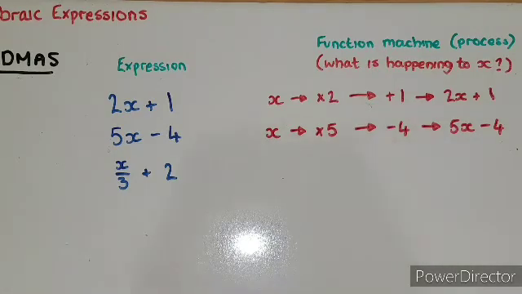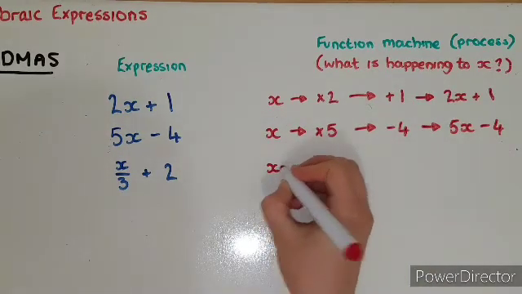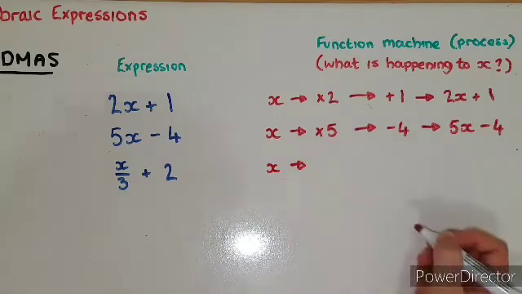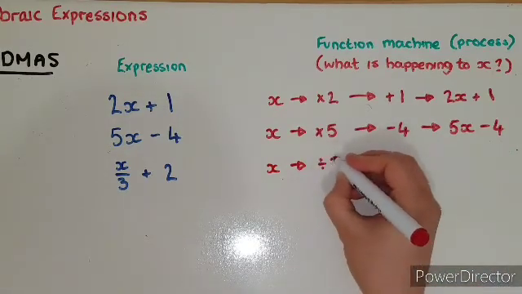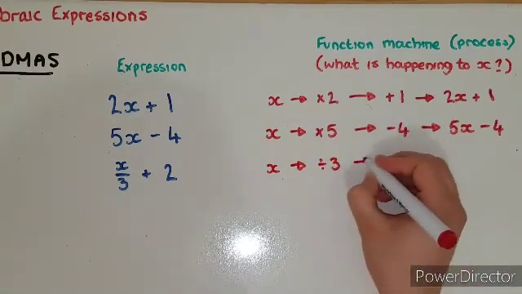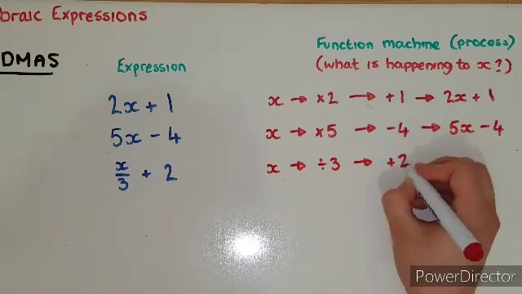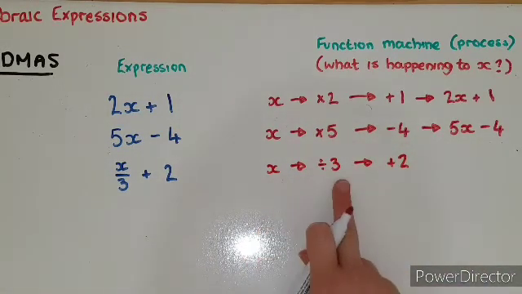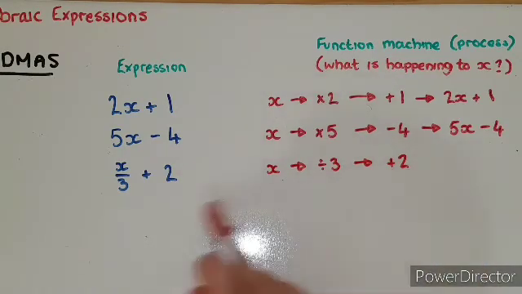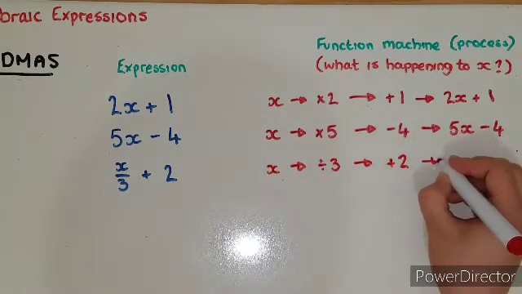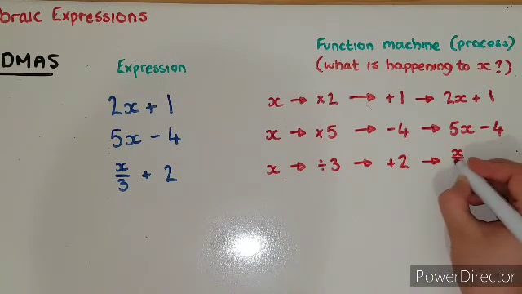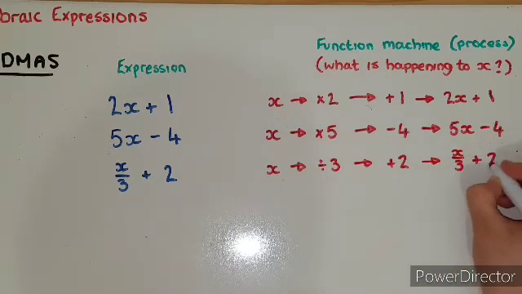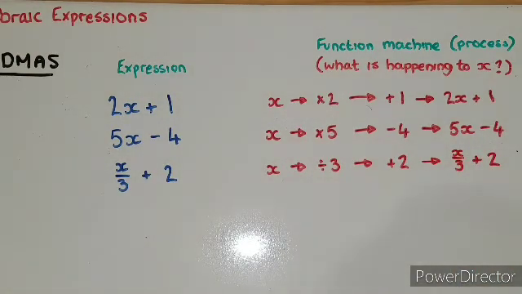So if I was to write out the process here, x is first divided by 3, and then we add 2 to whatever we get when we do x divided by 3. So at this point we get x over 3, then we add 2, so x over 3 add 2. There we go.